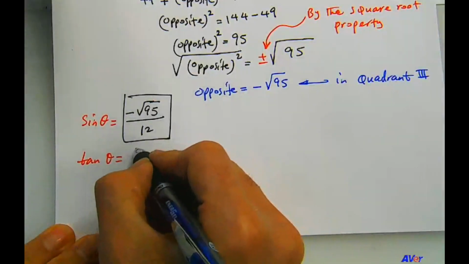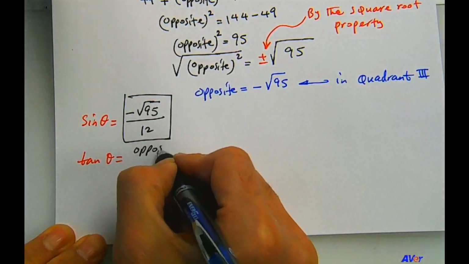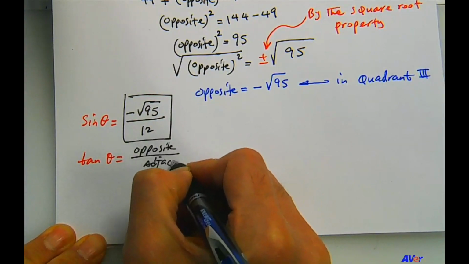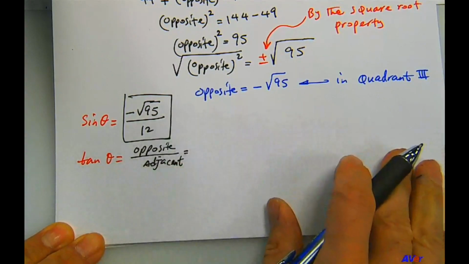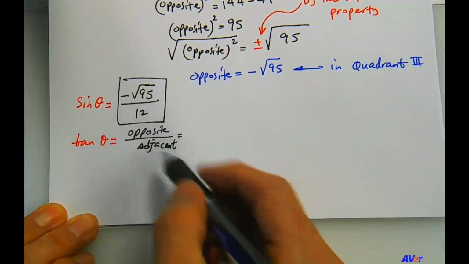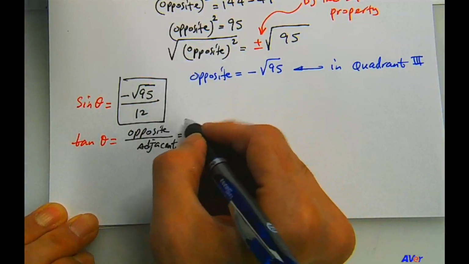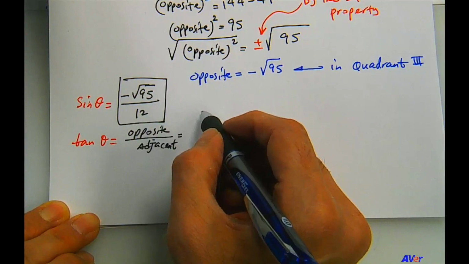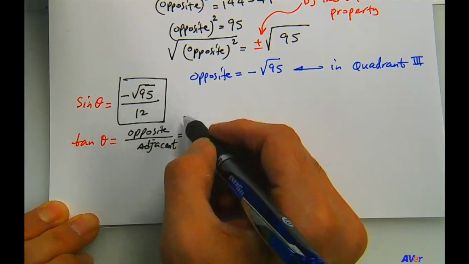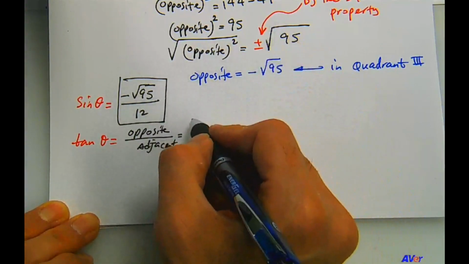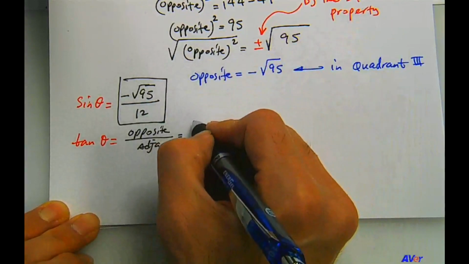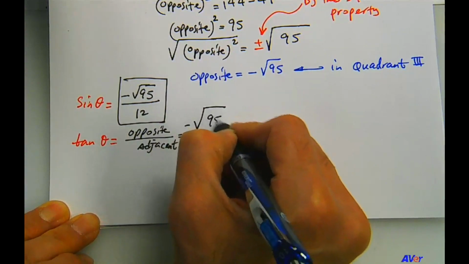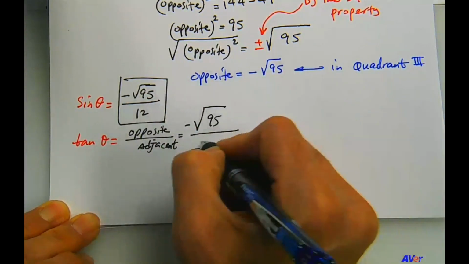All right, so this is opposite divided by adjacent. Everything is going to be positive, and what do we have? Opposite was negative, or it's going to be positive, so negative square root of negative 5. We can get to it that way too.